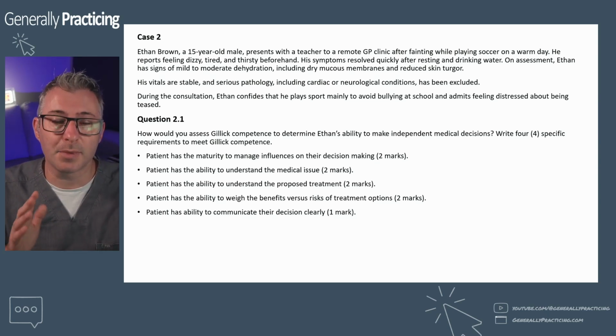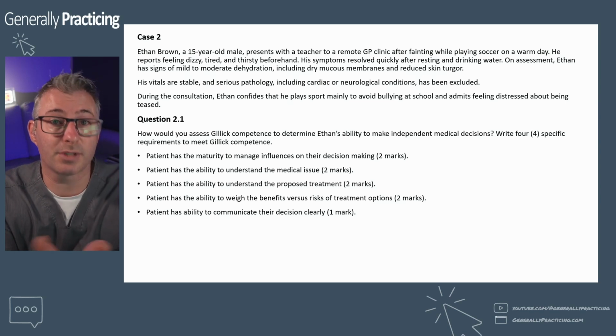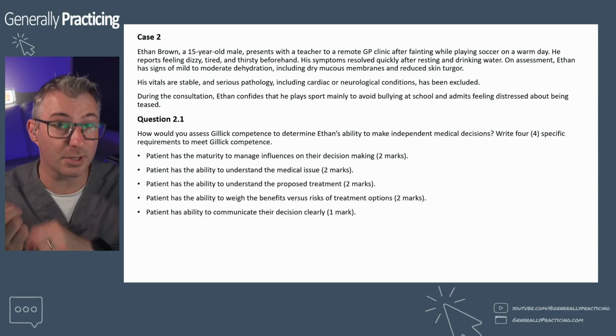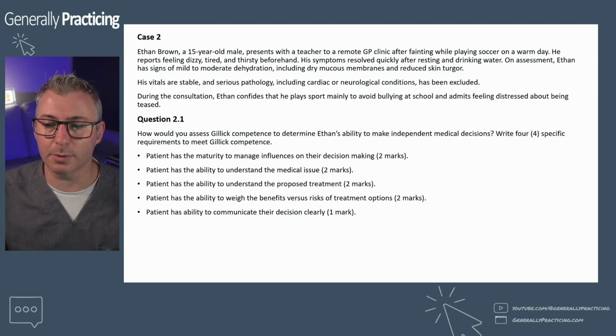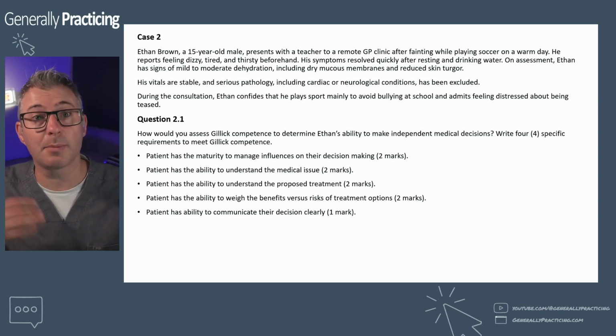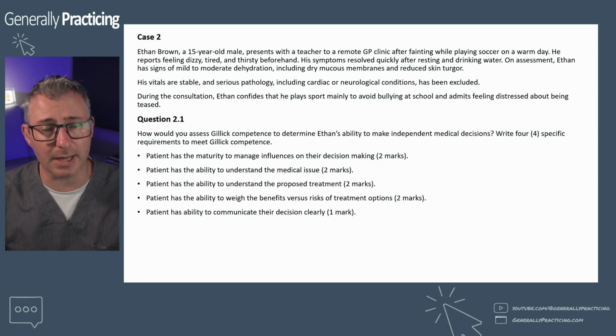So the first part of assessing Gillick competence is that the patient actually has the maturity to manage influences on their decision making. They're not going to be unduly influenced positively or negatively in any way. They're able to independently make up their own mind about the decision.